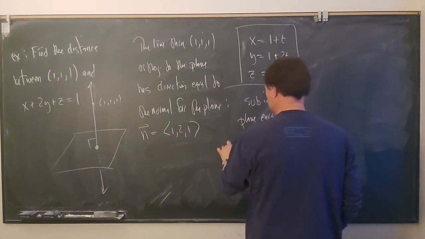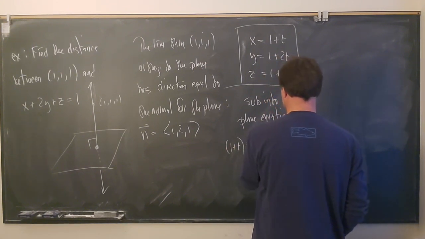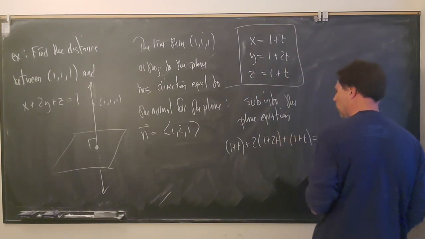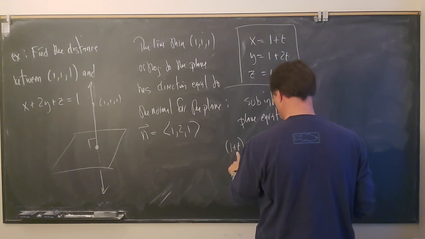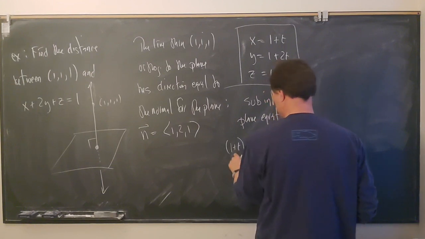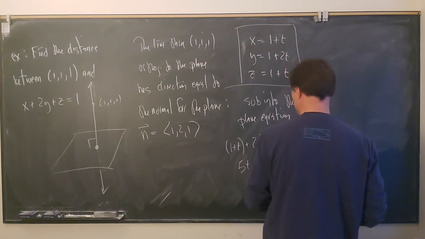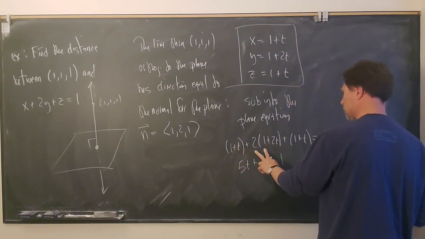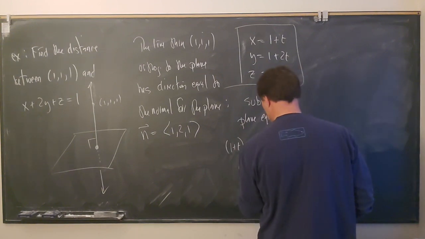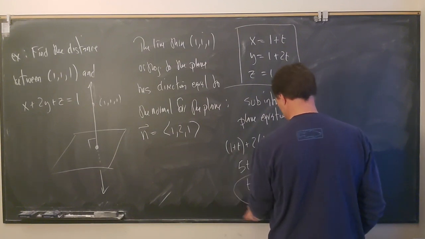So we're going to get 1 plus t plus 2 times 1 plus 2t plus 1 plus t equals 1. So that's going to be t, 4t, 5t plus 1, 2, 4 plus 4 equals 1. Is that right? 1 plus 2 is 3 plus 4. Yeah. So subtract over, that's a negative 3. So t equals negative 3/5. Now that's not the best t value in the world.